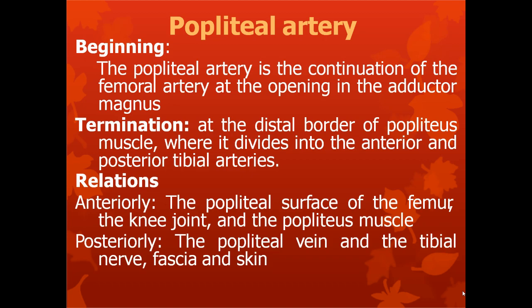It will terminate at the distal border of the popliteus muscle, where it will divide into the anterior and posterior tibial arteries. Now we will see the relations of the popliteal artery. The popliteal surface of the femur, knee joint and popliteus muscle are the structures present anterior to the popliteal artery, and posteriorly the structures present are the popliteal vein, tibial nerve, fascia and the skin.